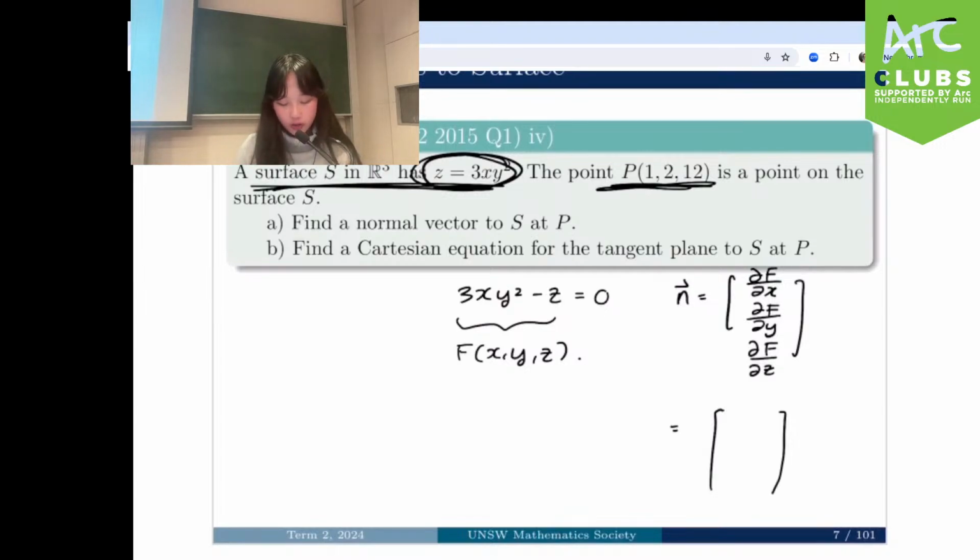Okay, so the derivative of this with respect to x is just 3y squared. And the derivative of minus z with respect to x is just 0 because it's just a constant.